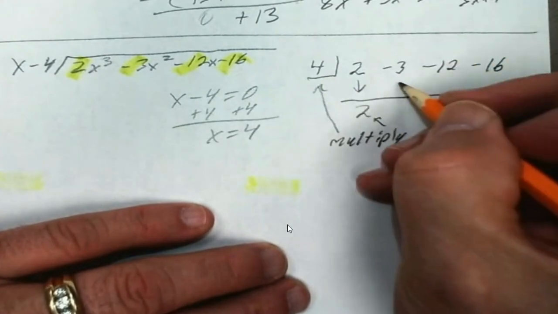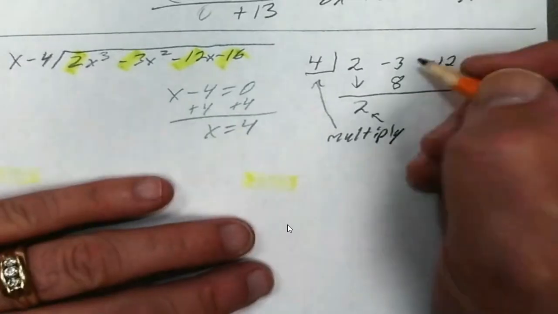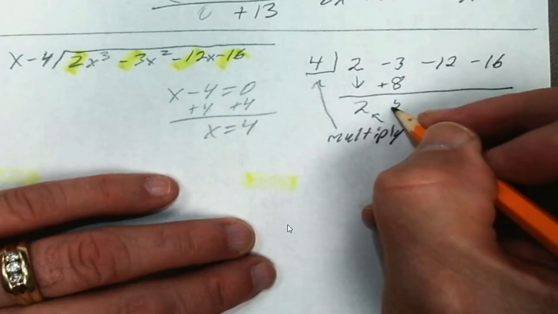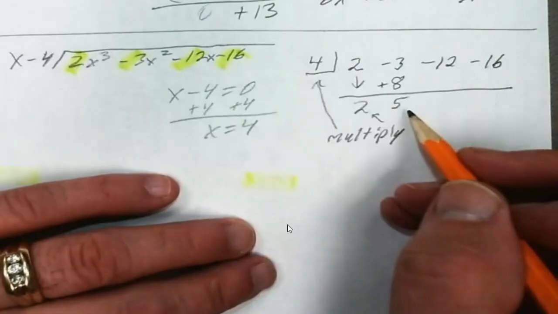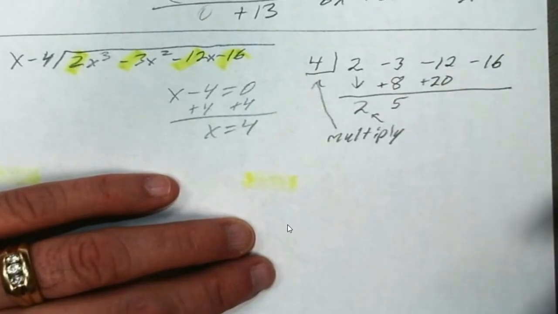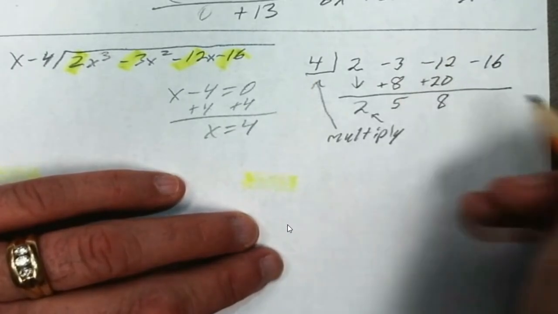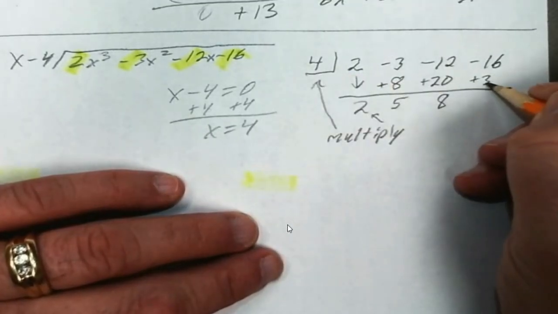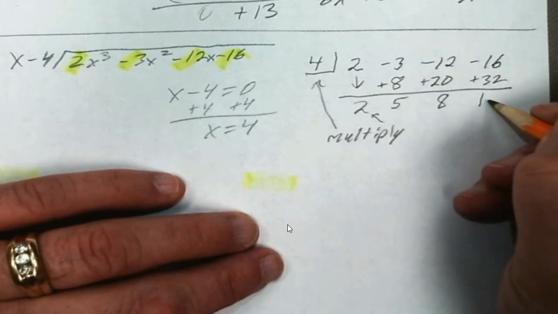4 times 2 is 8. And I'm going to add that. Negative 3 plus 8 is 5. Now I'm going to multiply. I'm going to add that because it's a positive number. Negative 12 plus 20 is 8. Now I'm going to multiply 4 times 8. And I'm going to add these together. Negative 16 plus 32 is 16.